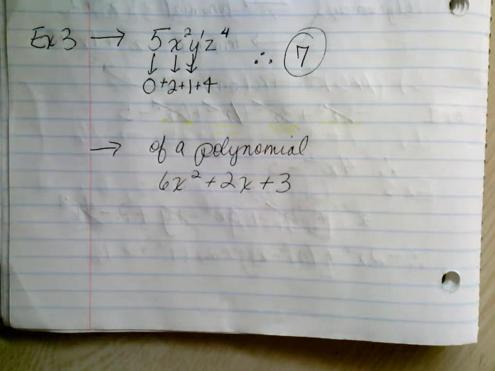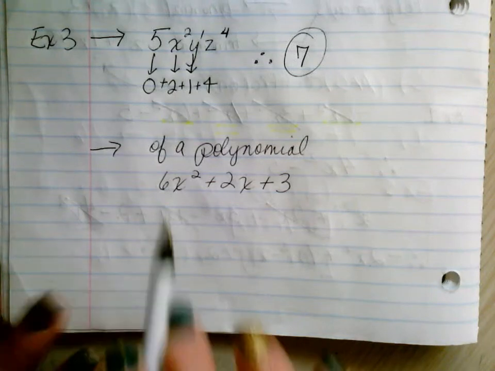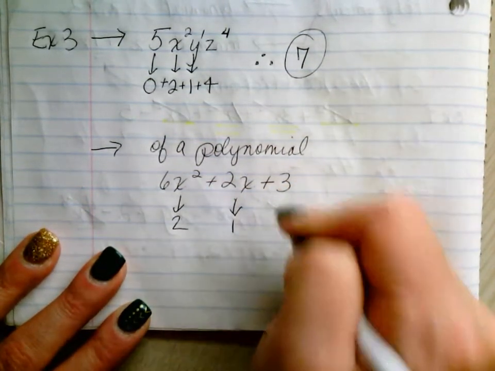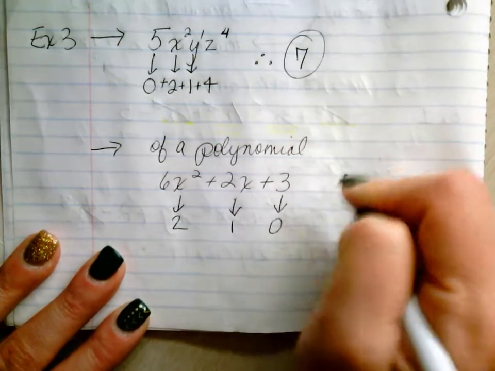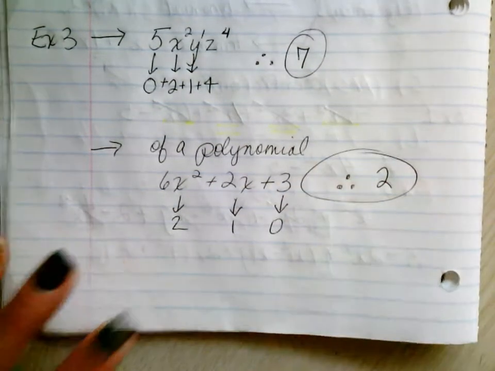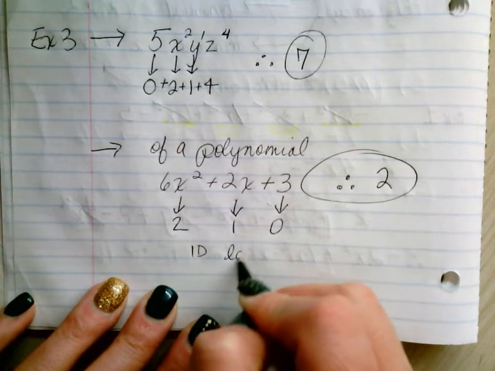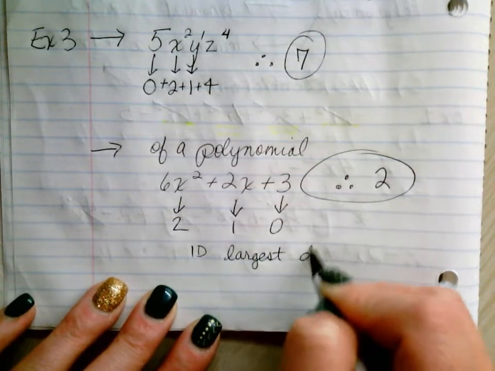If you're asked for the degree of a polynomial, you compare the degrees that you have. This one is a 2, this one is a 1, and this one is a 0, and you choose the largest one. 2 is the degree. After all the like terms have been collected, you identify the largest degree. Example 4. Add two polynomials.